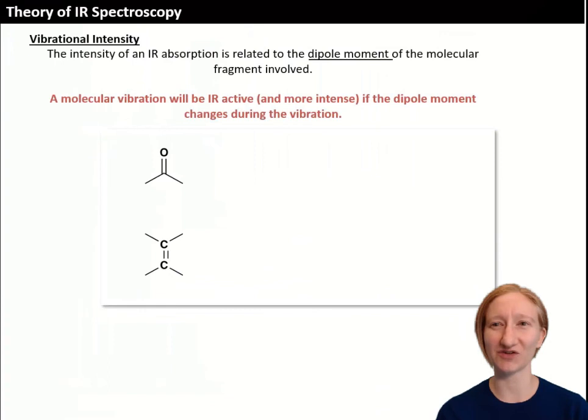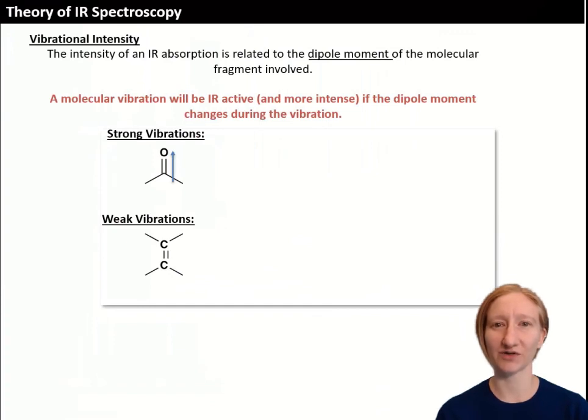Well, a carbonyl, carbon-oxygen double bond stretch, actually stretches along the dipole moment of the molecule. And so as it stretches, the dipole is affected. So a carbon-oxygen double bond stretch will be a very strong vibration in the IR spectrum. If we compare that to a carbon-carbon double bond, here there's no dipole moment, so when that bond stretches, there's no change in the dipole moment, and that will be a very weak vibration in the IR spectrum.